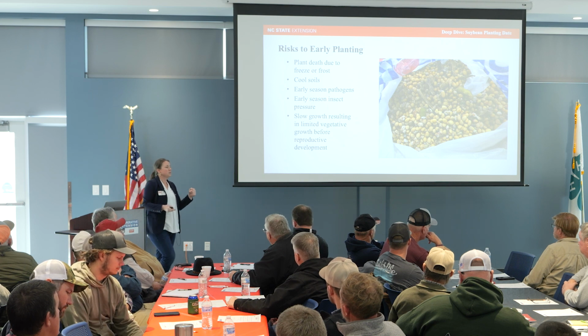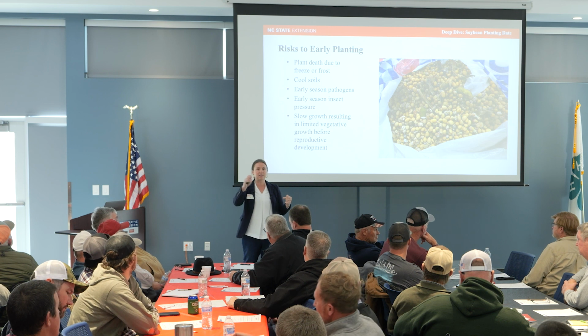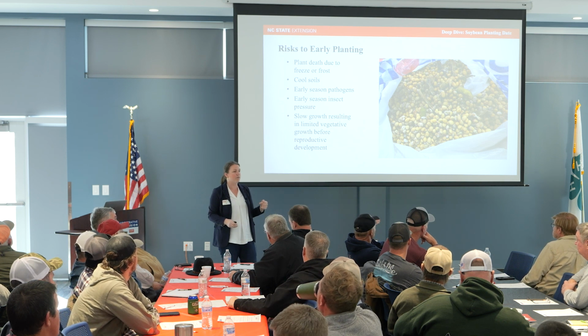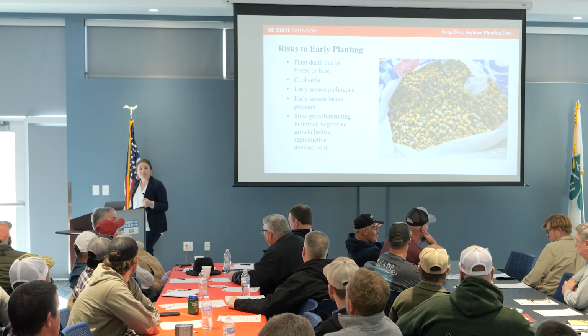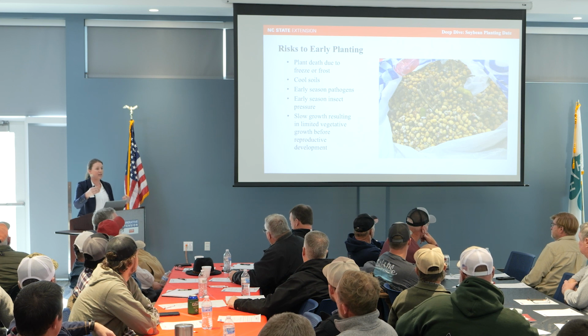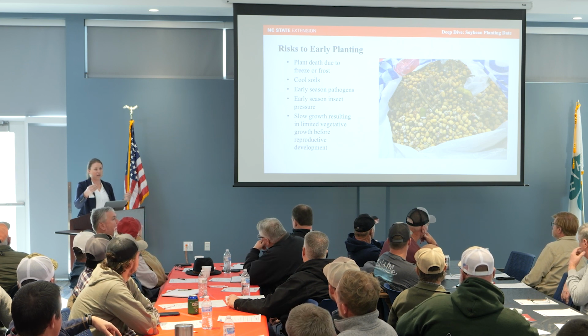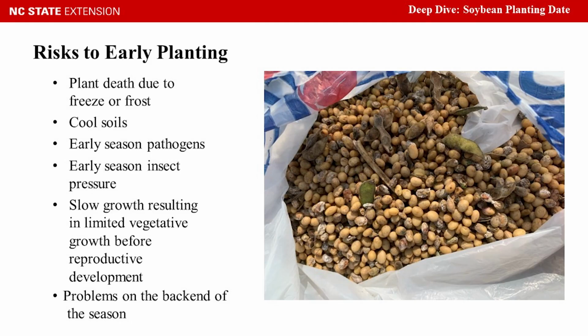So on our earliest planted beans, we've seen beans flowering in North Carolina by May 5th, May 6th. Those are for early maturing varieties, but even for the later maturing varieties, they can be flowering by late May, and if they're already moving into reproductive development at that point, they haven't had temperatures to push vegetative growth like they do when you're planting in May or June. So I think that's a real risk to really early planting in North Carolina, and also problems on the back end of the season, which we just discussed, and I'll mention in a few moments.